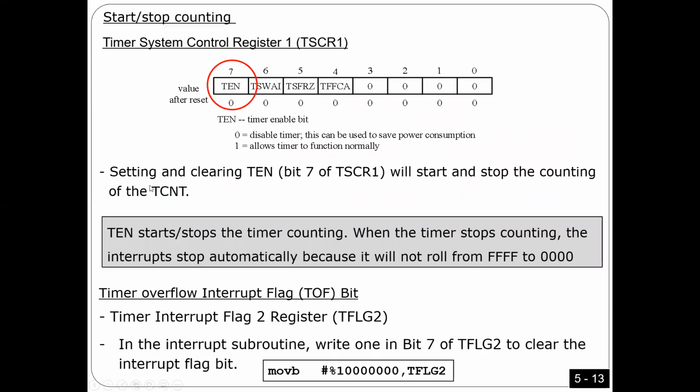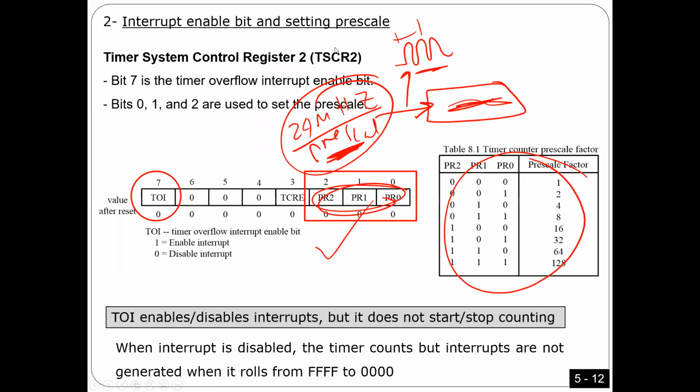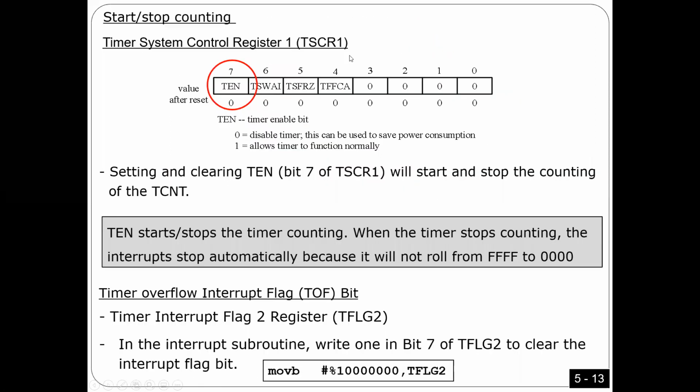Okay. We have another register here, guys, TSCR1. Is that right? Yeah, this is 2 and this is 1. We have another register TSCR1, right? The last bit here, guys, is used if you want to run the timer counting or no counting, right?